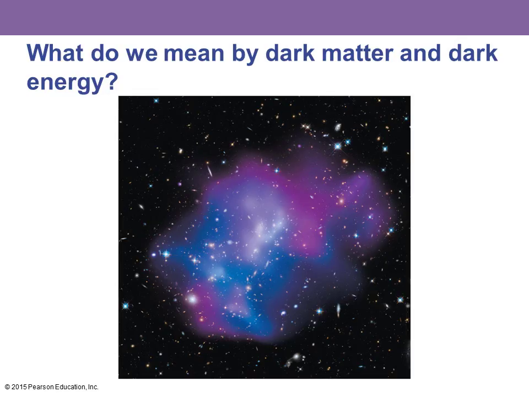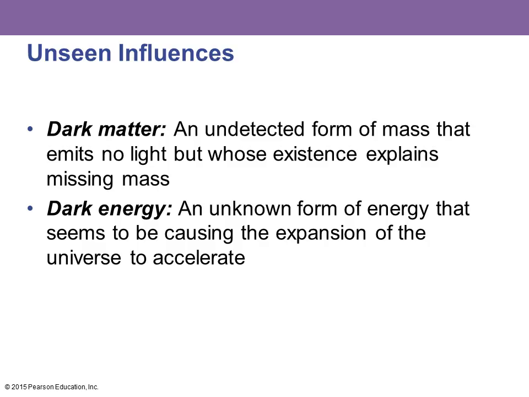So what do we mean by dark matter and dark energy? Well, dark matter is an undetected form of mass that emits no light, but whose existence explains missing mass, as we'll see later on. Dark energy is an unknown form of energy. It seems to be causing the expansion of the universe to accelerate. So we have these two things which are somewhat unknown, somewhat unprovable, but help to explain what we observe.